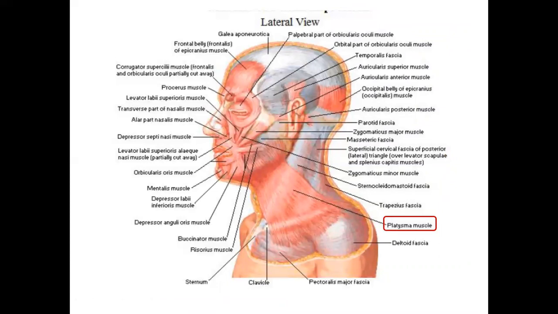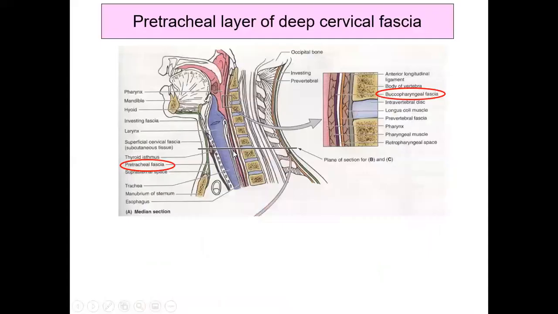Then this is the platysma muscle. And now we're going to proceed with the second part of the deep cervical fascia, which is the pretracheal layer of the deep cervical fascia.